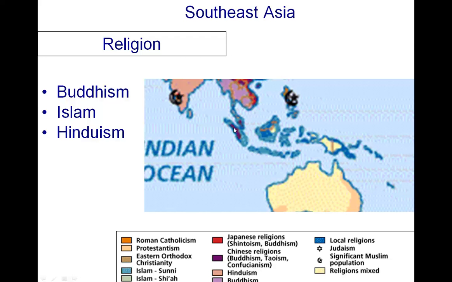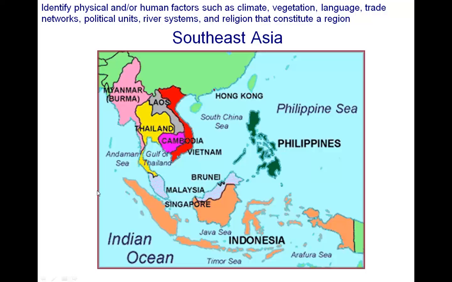And Indonesia, in terms of religion, has the largest Muslim population of any country in the world. So when we think of Islam, oftentimes we think of the Middle East, but in terms of the largest number of followers in a country, Indonesia has the largest numbers of followers of Islam. So when we think of Southeast Asia, we focus on that.